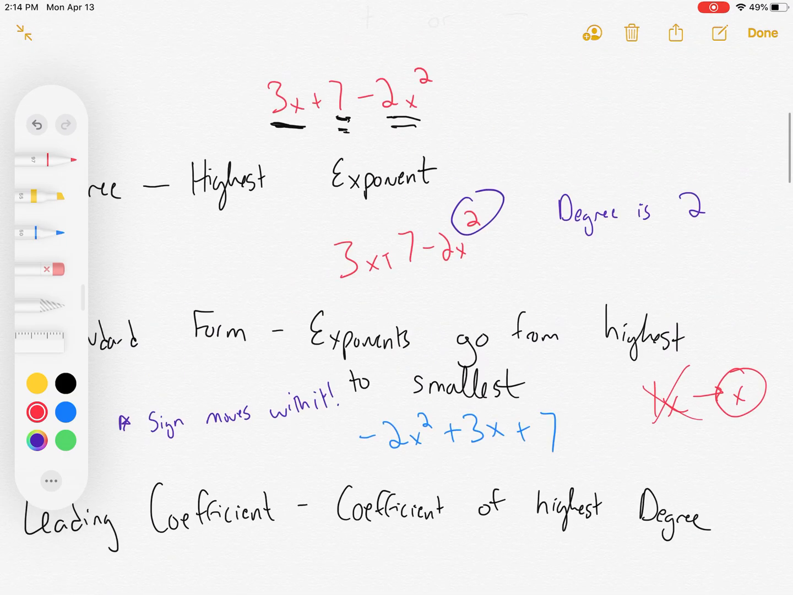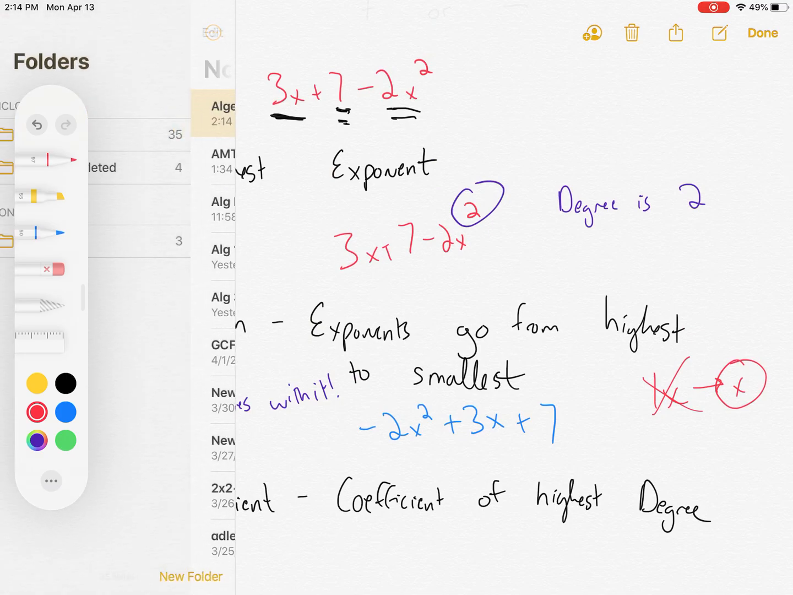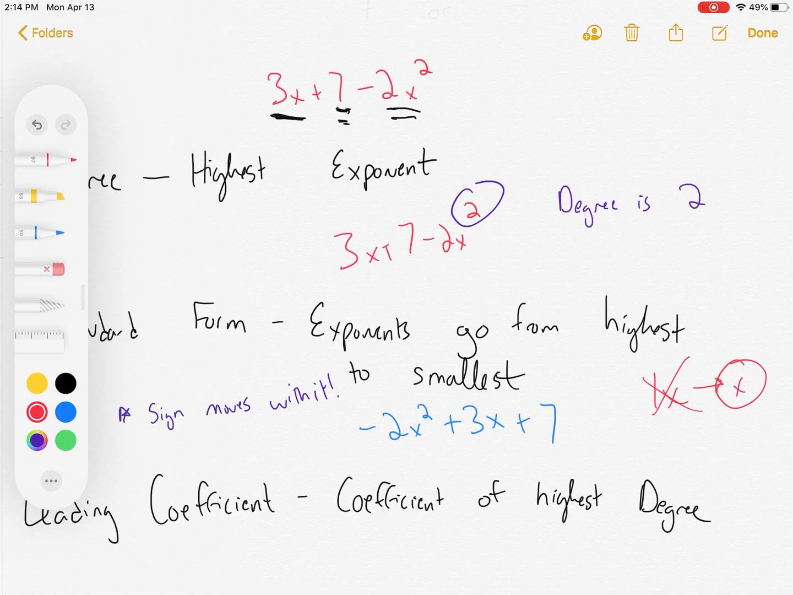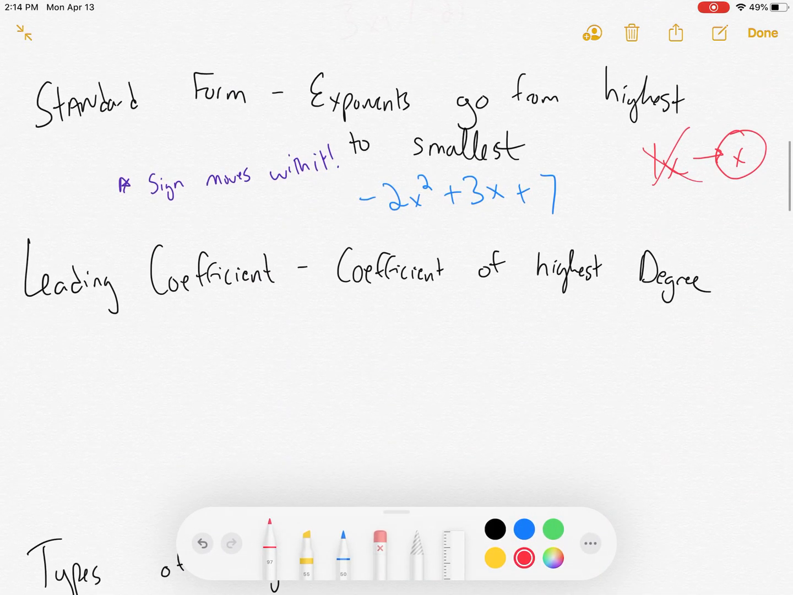Okay, last but not least, is the leading, oh boy. I'm struggling. Sorry, people. How do I get that to go away? Okay. Look at me go.